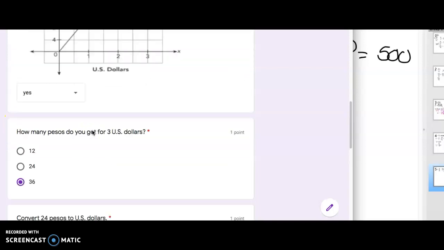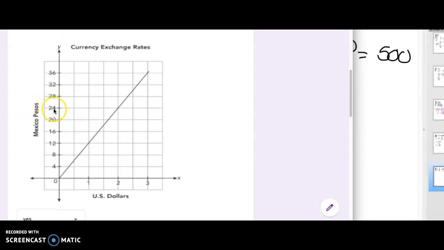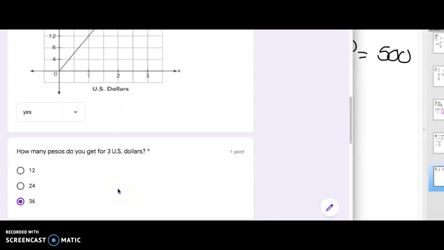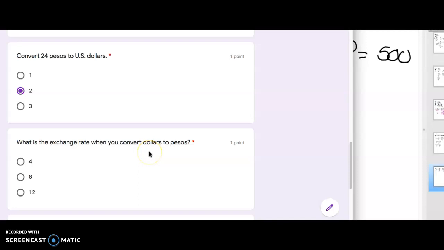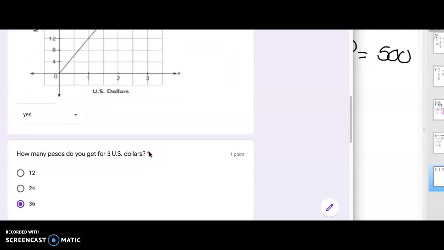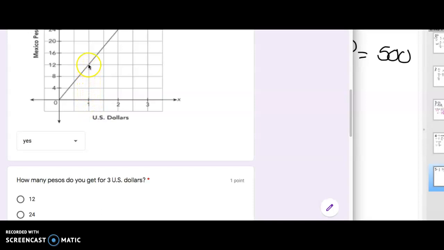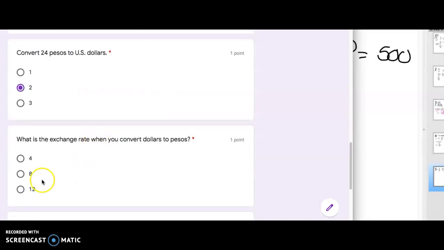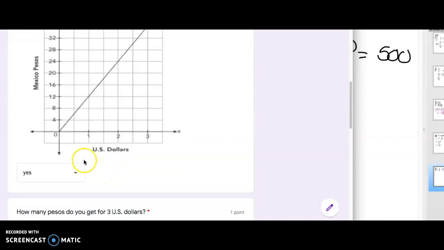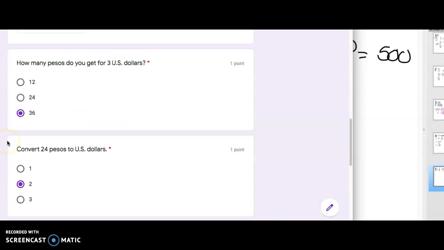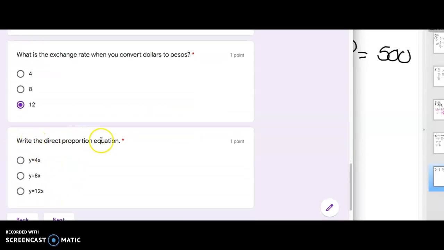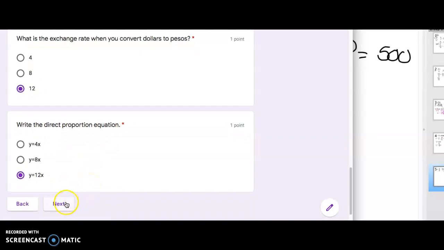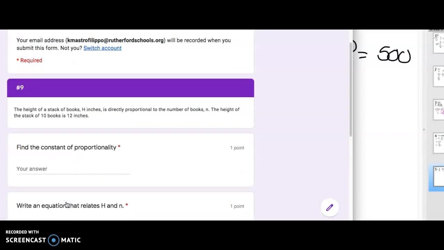Convert 24 pesos to dollars. Find 24 pesos over here, go over to the line, it's 2 US dollars. What is the exchange rate when you convert dollars to pesos? So we want for $1, how many pesos? $1 is 12 pesos. So if we're talking about when x is 1 and what is y, that 12 pesos is also our constant. So when I want to write the direct proportion equation, if my constant is 12, y equals 12x.